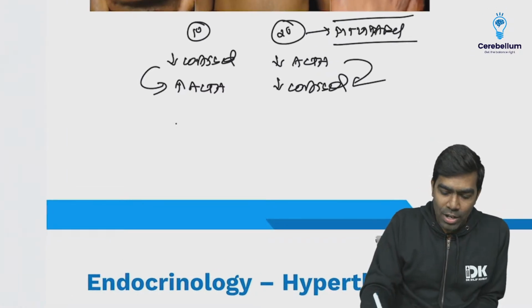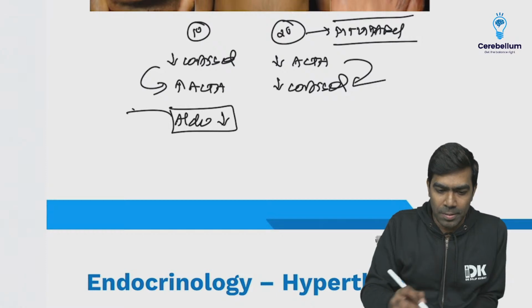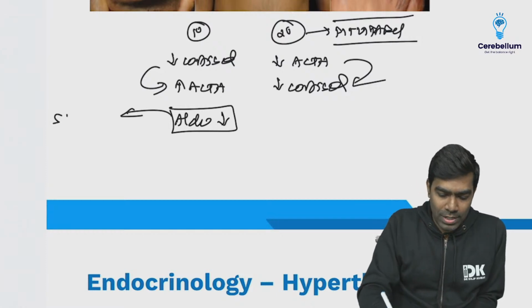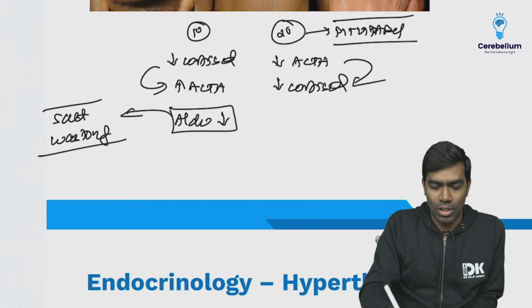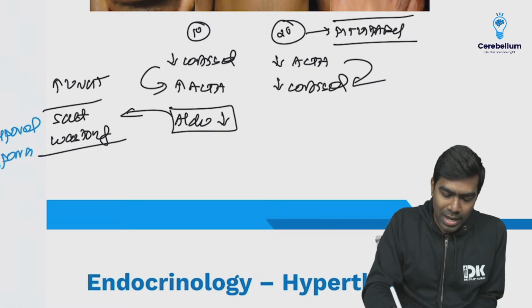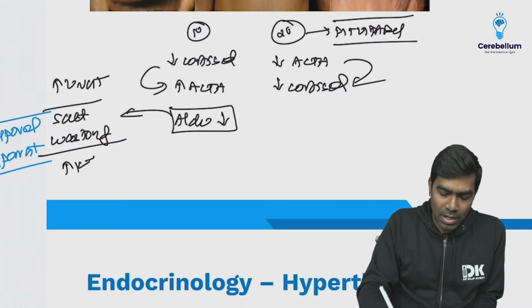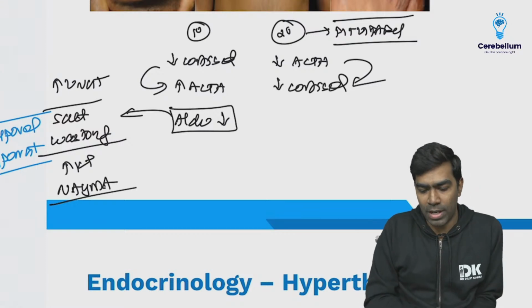Here the aldosterone levels will be low as well, because aldosterone levels are decreased in patients with primary adrenal insufficiency. You are going to have salt wasting states. Salt wasting in the sense the urinary sodium will be high, and because of salt wasting, the patient will have hypovolemic hyponatremia. The patient also will have hyperkalemia, and normal anion gap metabolic acidosis as well.